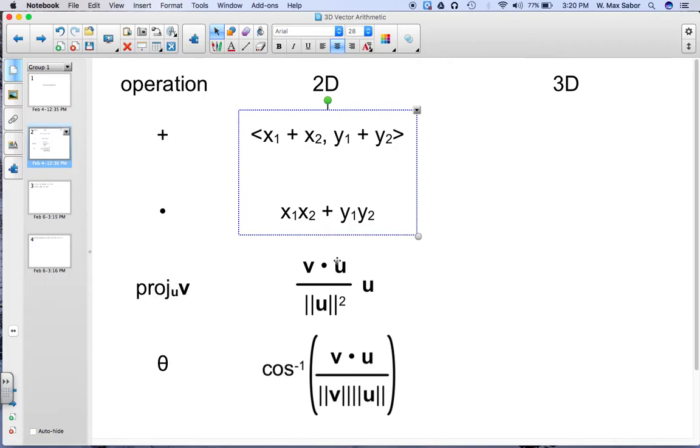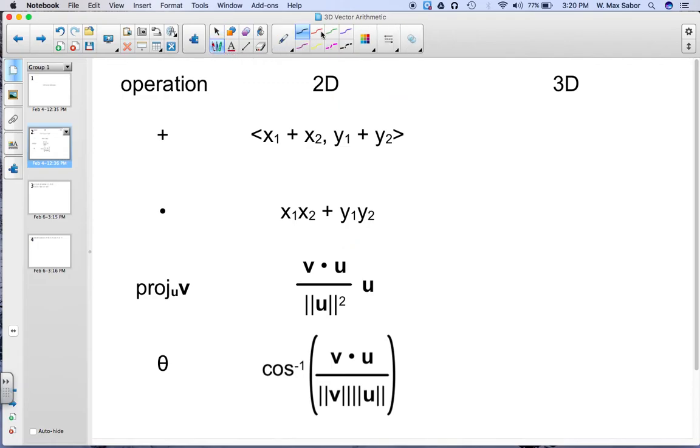For projection, we take the dot product and divide by the magnitude of our goal vector squared, and then multiply by our goal vector. And lastly, we took the dot product over the product of the magnitudes and took the arc cosine to find the angle between them. So these ideas all scale very naturally into 3 dimensions.